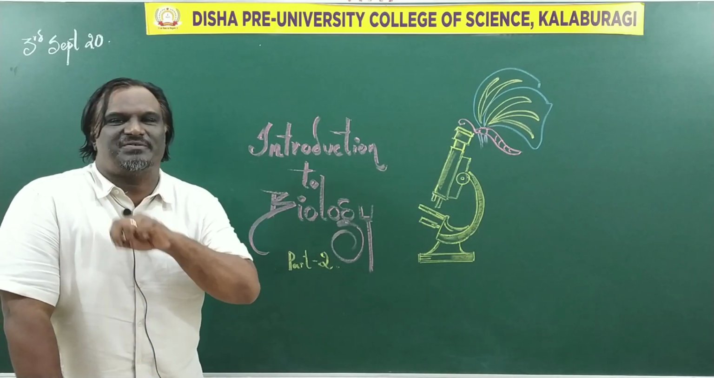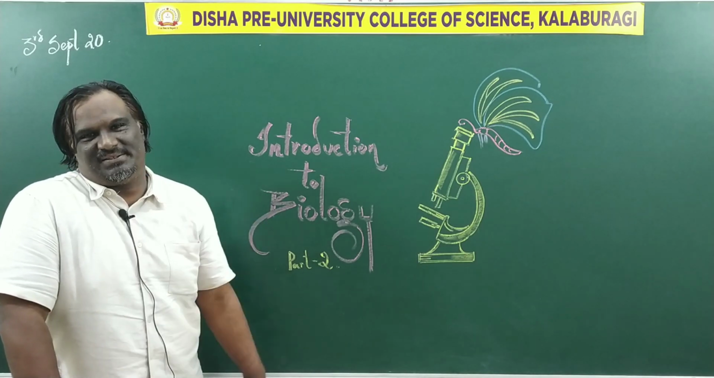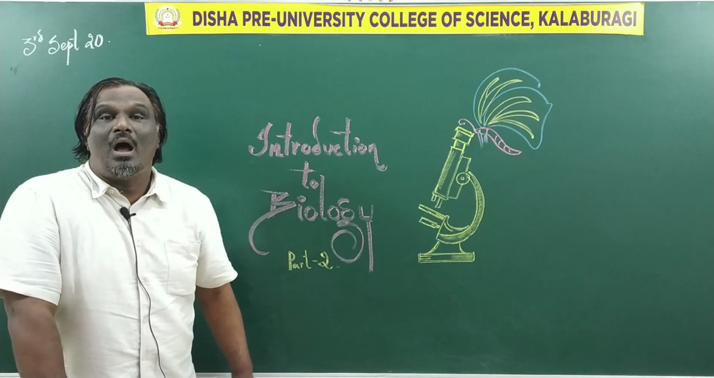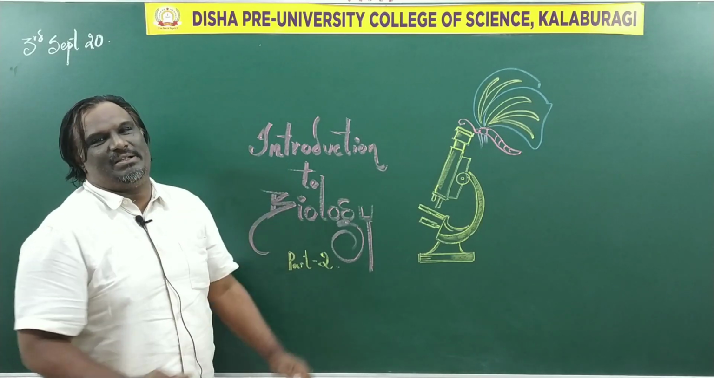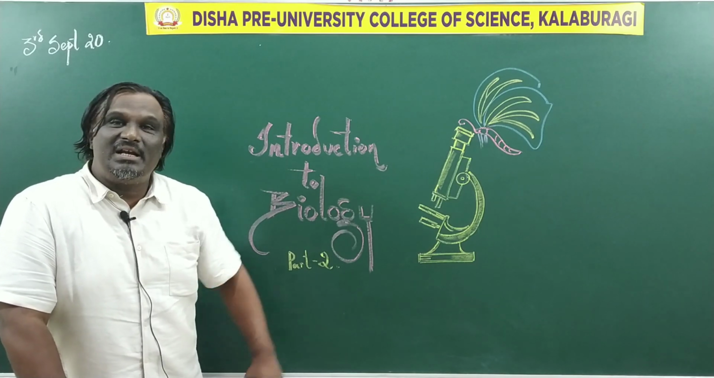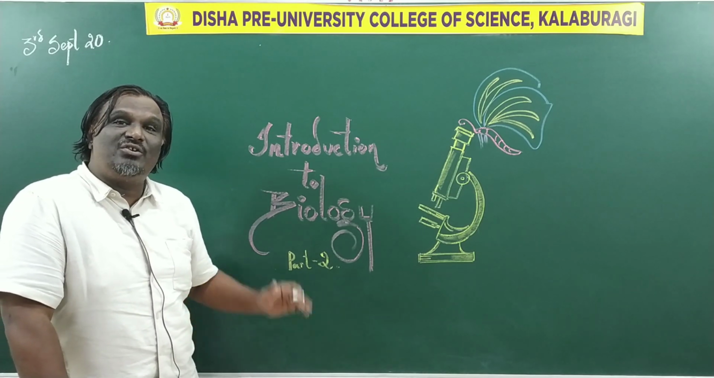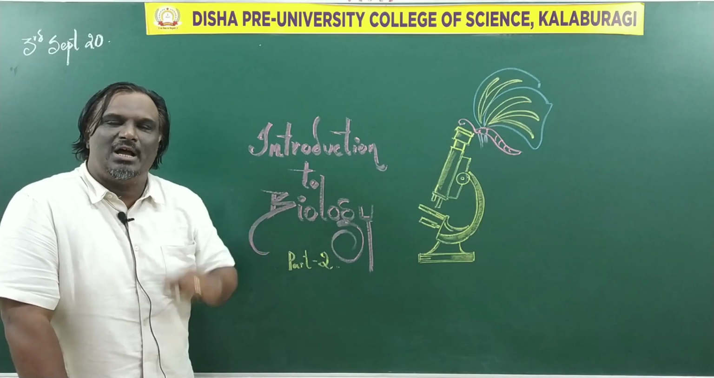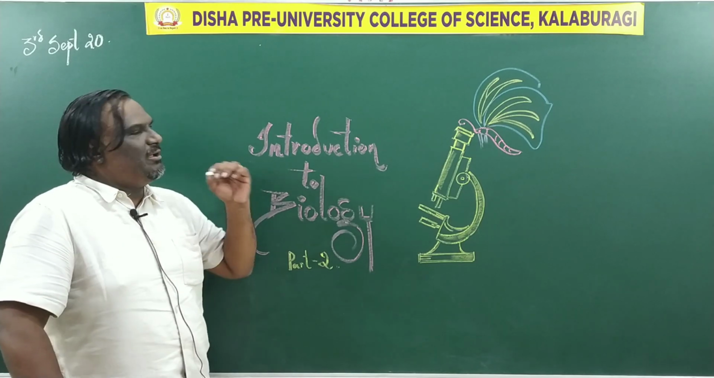Biology is a branch of science which deals with the study of living things. The living things on this earth are of wide variety, which we call diversity. The living things are classified into 5 kingdoms, namely Monera, Protista, Fungi, Plantae and Animalia.